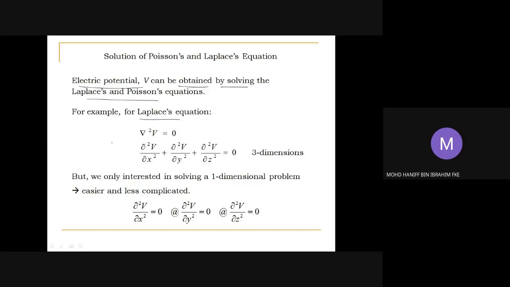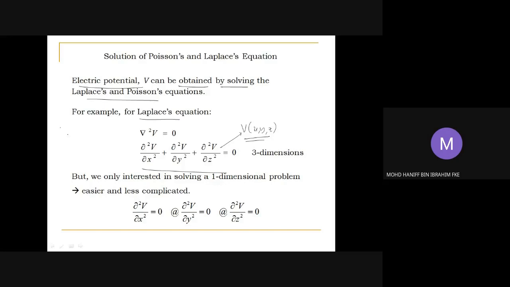But for this level, for undergraduate level, we just assume that the change of the potential is in one dimension only. Based on this equation, in 3 dimensions V can change in terms of x, in terms of y, and in terms of z, so the potential is a function of x, y, and z. But solving the potential in 3 dimensions is not easy. You need computer programming to solve this, and it's not our level to solve this in 3 dimensions, and also not in 2 dimensions.